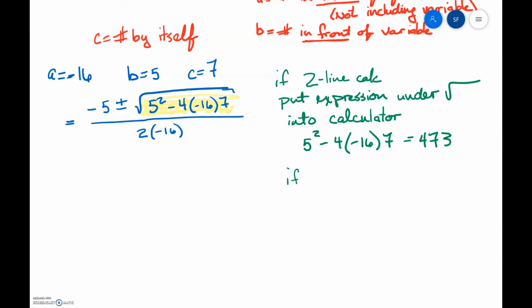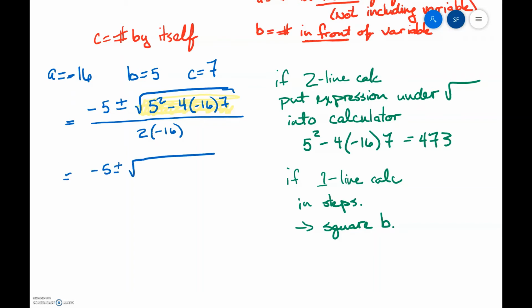So if it's a one-line calculator, we're going to have to do this in steps. So first, square the b. So for us, now the next line is going to be negative 5 plus or minus square root 25 minus 4 minus 16 times 7. And you can go ahead and do this calculation on the bottom.